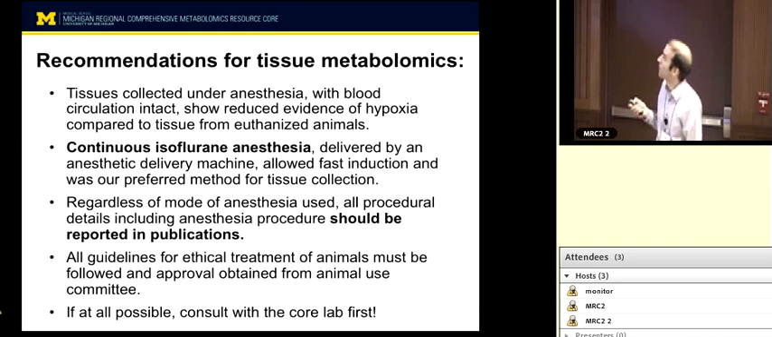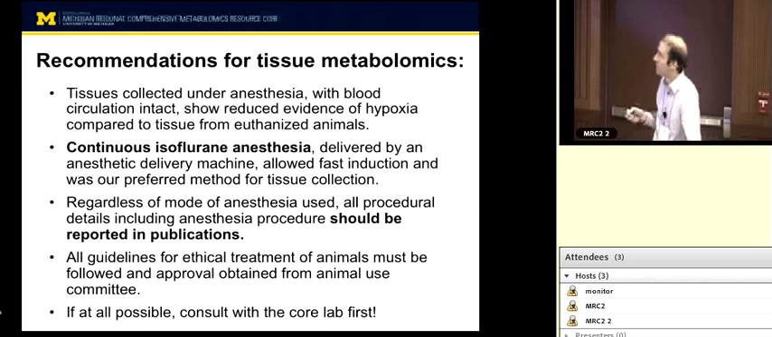So, recommendations for tissue metabolomics. Tissue collected under anesthesia with blood circulation intact shows reduced evidence of hypoxia. Surprise, surprise. But just to know, even if you do it quickly, it still has an effect compared to tissue from euthanized animals. In our hands, the fastest to induce and easiest to administer was continuous administration of isoflurane delivered by an anesthetic machine, which allowed fast and reproducible collection. But you still need to be aware of particular effects that your anesthetic might have.